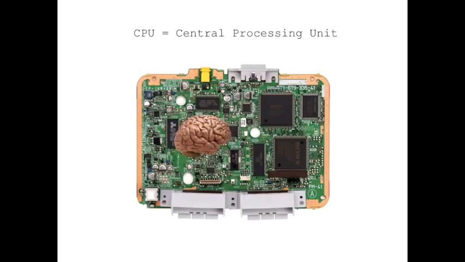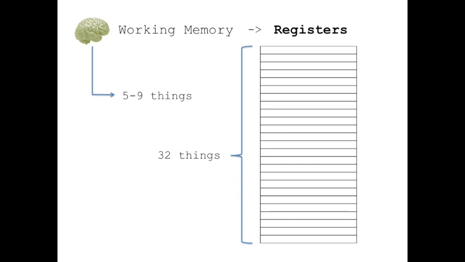CPU stands for Central Processing Unit. You can think of it like a computer's brain, and it works kind of like ours. We'll take a look together at the different structures inside a CPU and connect them to structures we have inside our brains. First off, it has working memory, except called registers. And while us humans can only store 5 to 9 things in our limited working memory, a computer usually has up to 32 things at once. And by things, I mean a collection of zeros and ones, representing a number. So most all the data that a computer processes first must pass through these 32 registers.